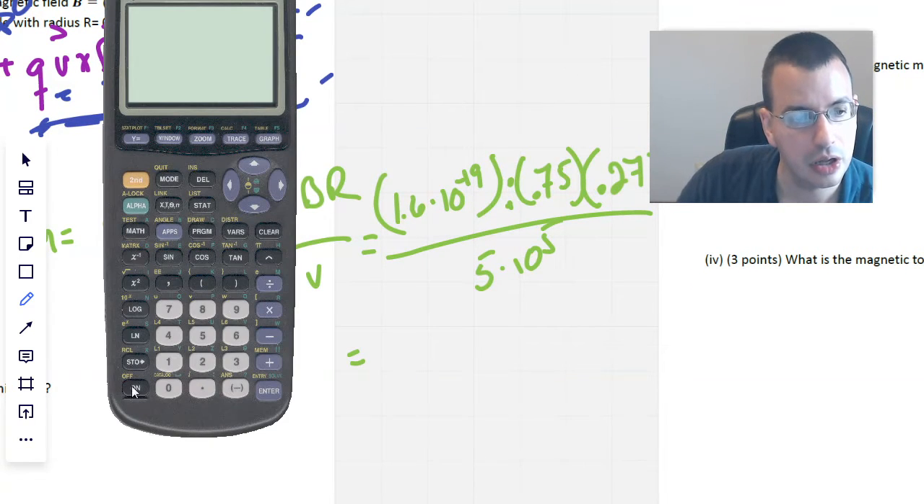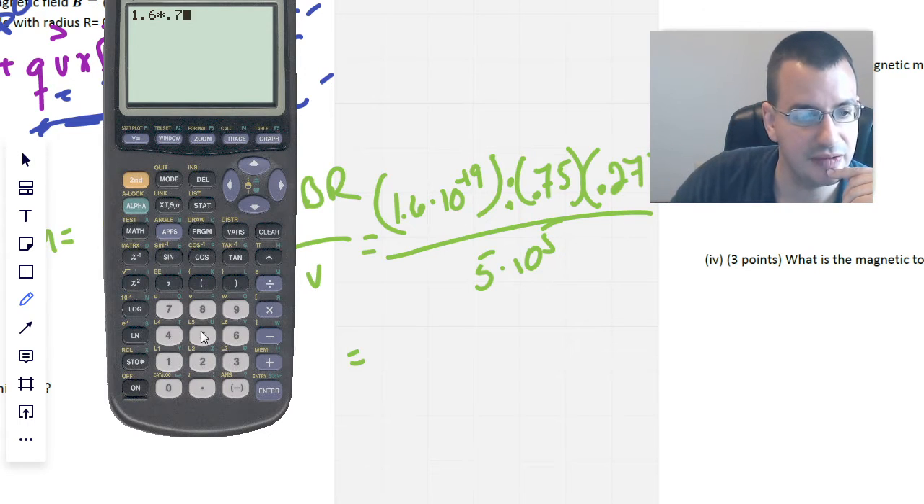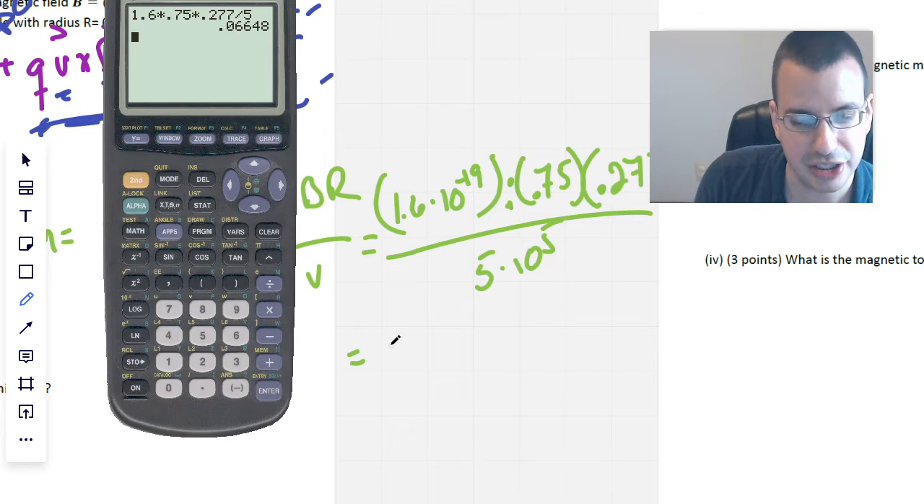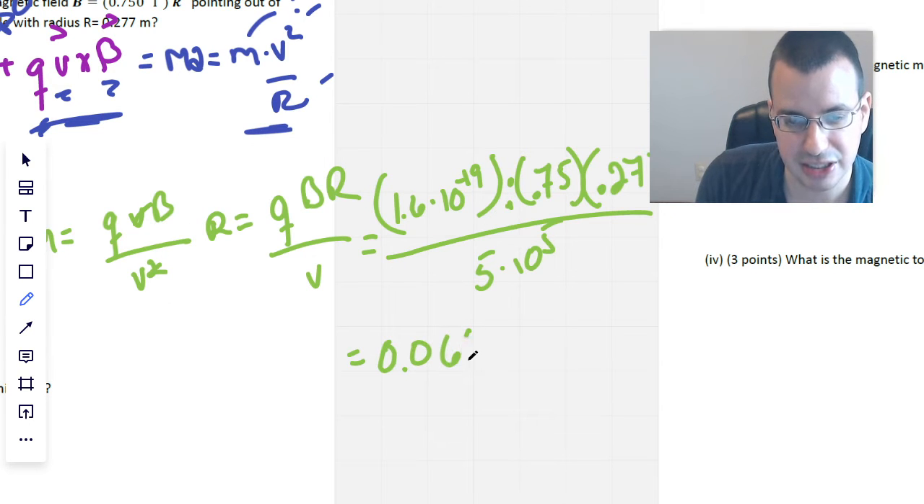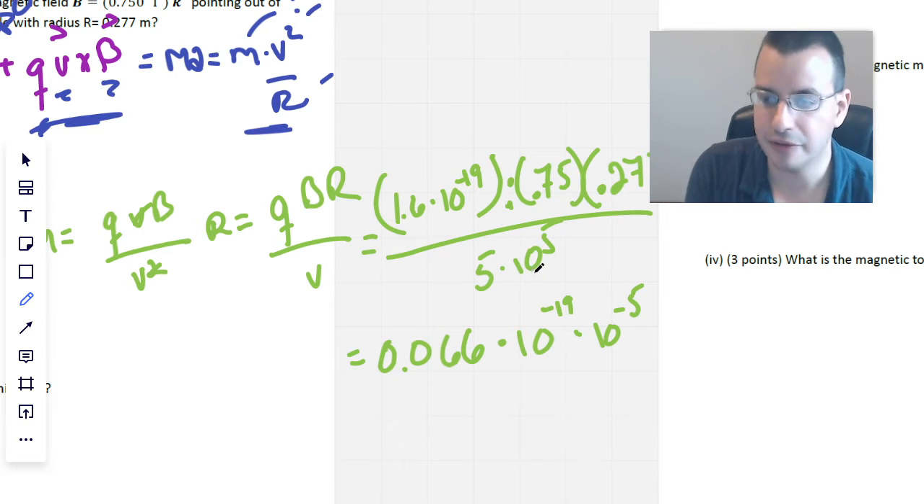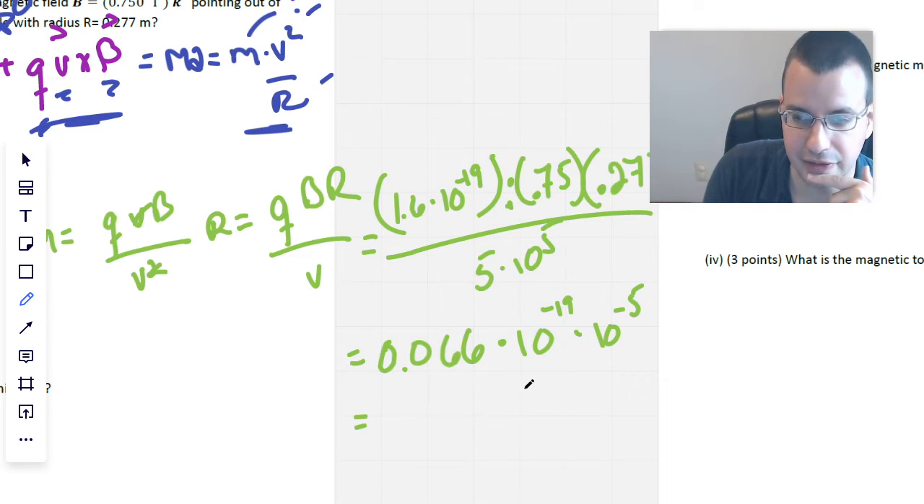On clear. So we'll do 1.6 times 0.75 times 0.277 divided by 5. That gives us 0.066 times 10 to the negative 19th times 10 to the negative 5th. When you move the 10 to the 5th on the bottom to the top, it just becomes negative.